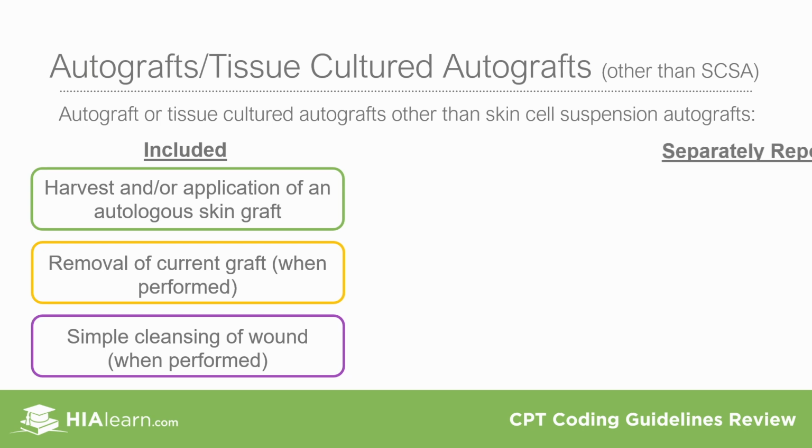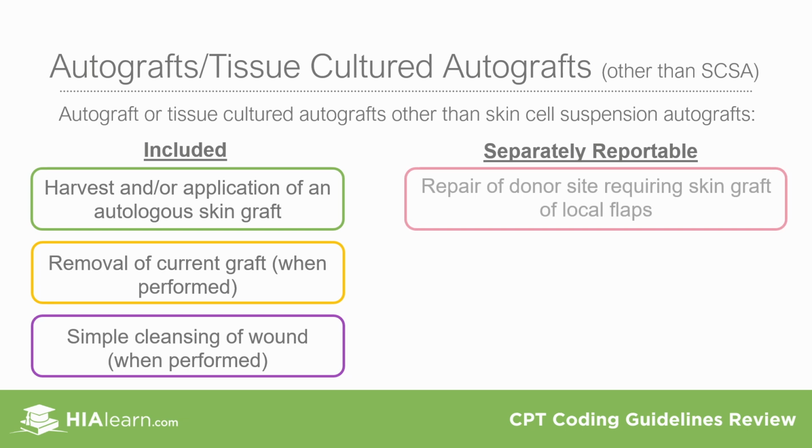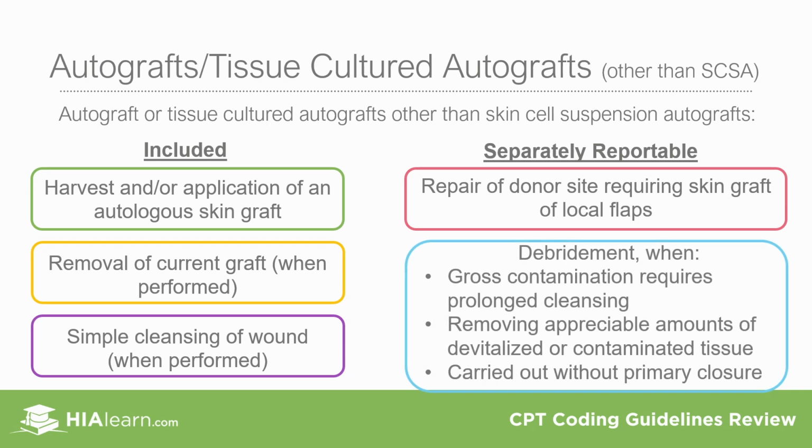Procedures that are separately reportable in addition to autografts are repair of the donor site requiring skin graft or local flaps and debridement under certain circumstances, to include gross contamination that requires prolonged cleansing, removal of appreciable amounts of devitalized or contaminated tissue, and/or debridement carried out independently without performance of primary closure.